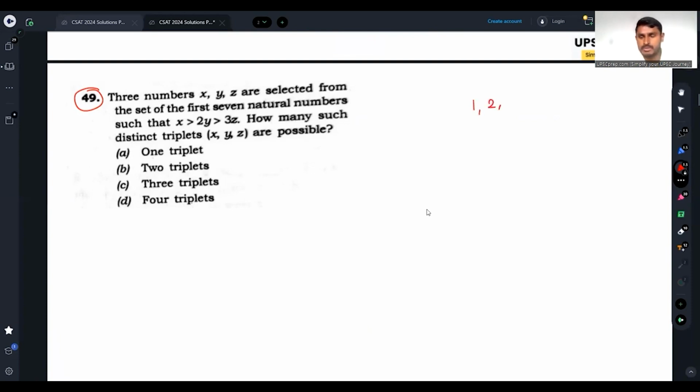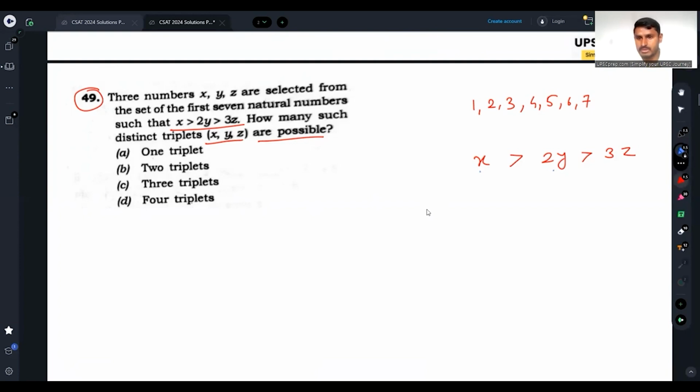Three numbers x, y, and z are selected from a set of first 7 natural numbers. What is the set of first 7 natural numbers? 1, 2, 3, 4, 5, 6, and 7. These are the first 7 natural numbers, such that x is greater than 2y, which is greater than 3z. How many such distinct triplets of x, y, z are possible?